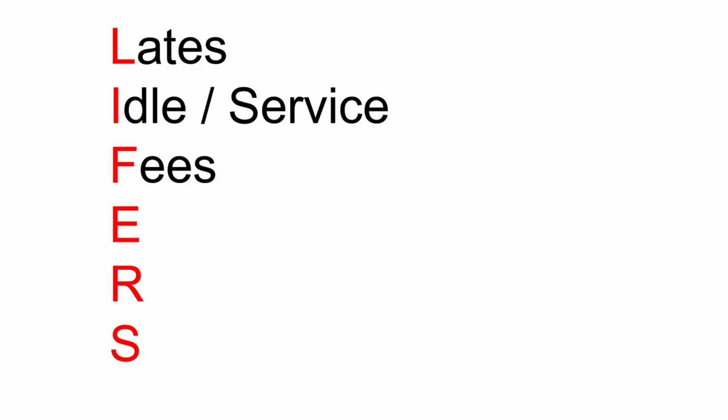F in LIFERS stands for fees. These are all the extra fees that we can generate and additional revenue items that we can drive into our P&L outside of raw rent. These include things like the club, reinstatement fees, and damage waiver.